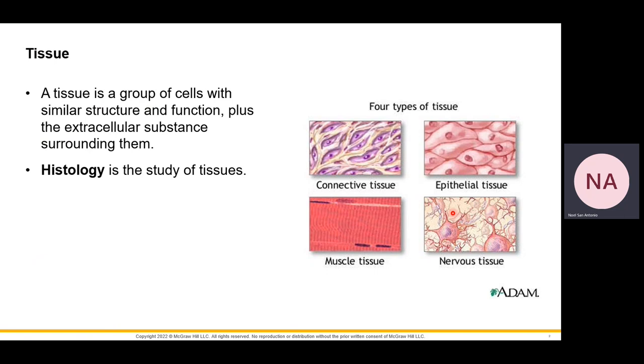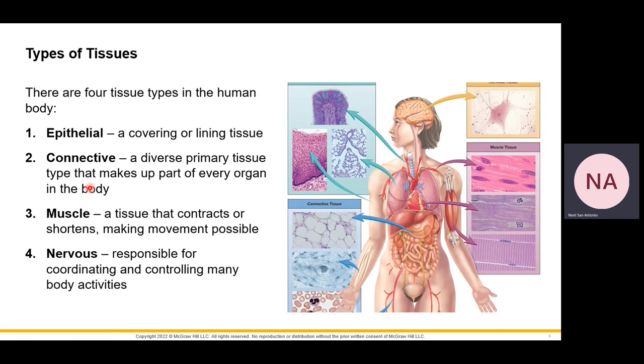And the study related to tissues is called histology. We have four types of tissues in the human body: epithelial, connective, muscle, and nervous tissue. We already said in our introduction that epithelial tissues form the covering or lining of body cavities, coverings of body surfaces, and lining of hollow cavities of the human body. While connective tissue makes up part of every organ in the body, because its primary function is support. It basically forms part of every organ of the body.